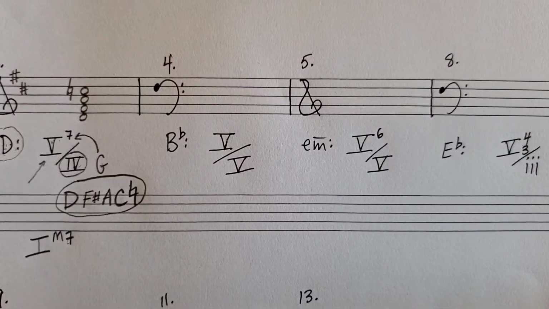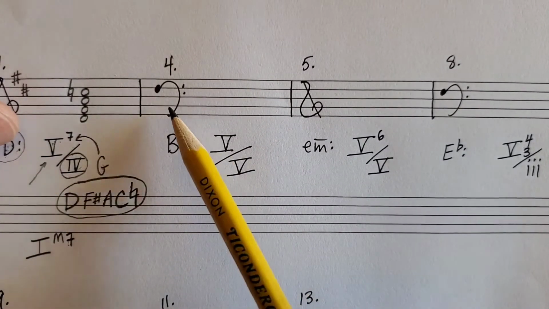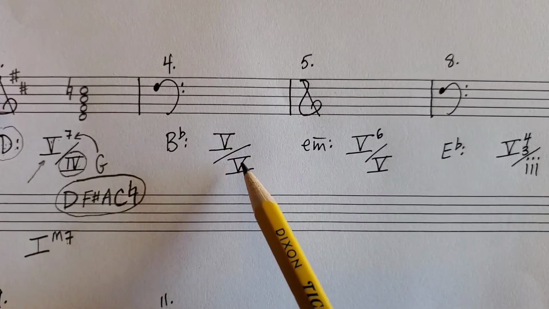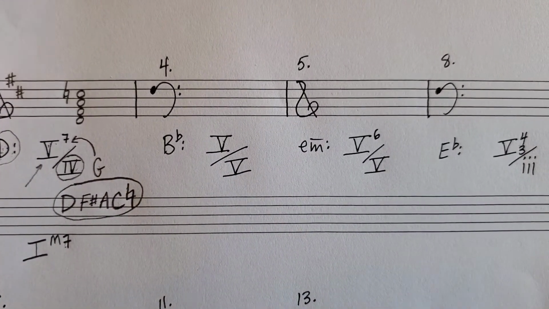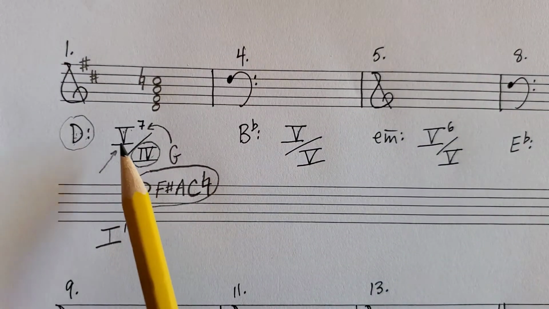All right, the next one we're going to look at is number 4, and it's in the bass clef. It's in the key of B flat major, and we're going to write 5 of 5. Now notice this is a triad, whereas the last one was a 7th chord.